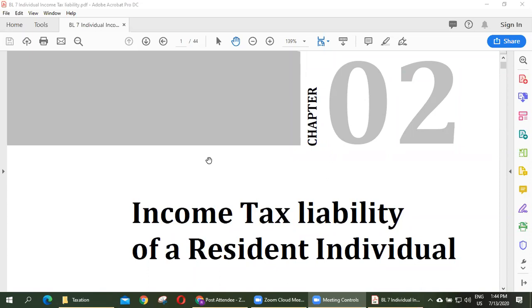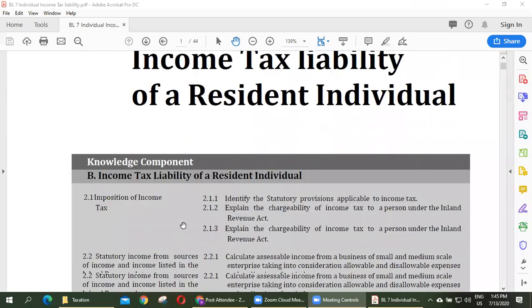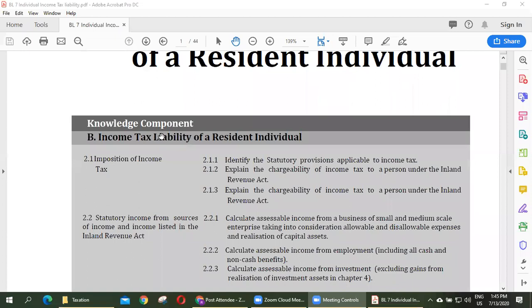Almost 80% of your syllabus will focus on income tax liability of resident individuals, not corporations, not companies, not partnerships, right? Income tax on individual residents, right? If we have enough time, we can include other entities too, like resident partnerships, right?